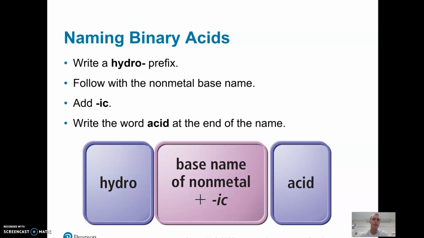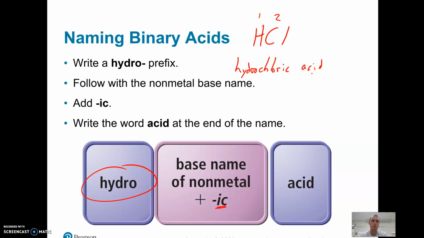For binary acids, naming these is pretty easy. We're just going to add the prefix hydro, then write the base of the nonmetal, so not the hydrogen but the other element, and then add ic on the end. So HCl is a binary acid because we have two elements. It is hydrochloric acid. That's something that you're probably familiar with, at least the name hydrochloric acid. We just take chlorine and change it to chloric. And that's how we name binary acids.